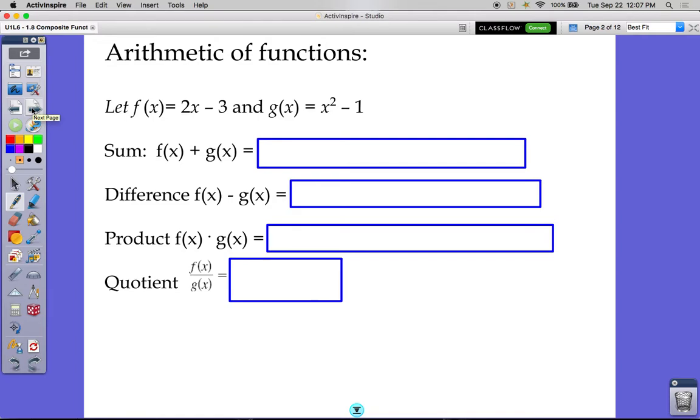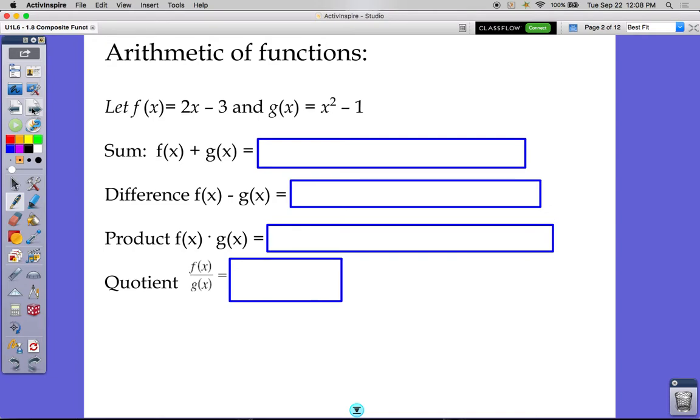The first thing we're going to be talking about is the arithmetic of functions. That is, let's say that f of x is equal to 2x minus 3, and g of x is x squared minus 1, and you're asked to simply add those two functions together. So the first one we run into is the sum of two functions, f of x plus g of x.